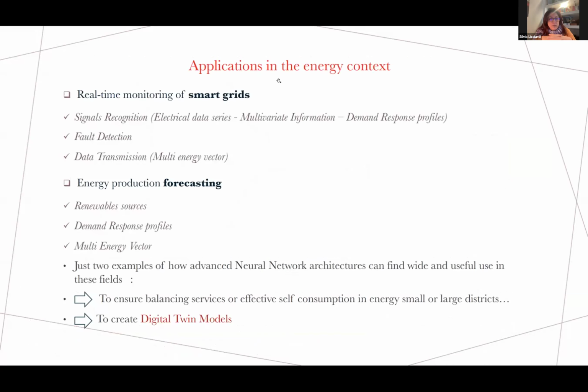In my particular context, in the energy context, I apply this long short-term memory and similar structures to real-time monitoring of smart grids, so signal recognition, fault detection, data transmission from multi-energy vectors. In energy production forecasting, so for renewable sources, demand response profiles, multi-energy vectors, and so on. But these are just two simple examples of how we can apply neural networks. Go on.